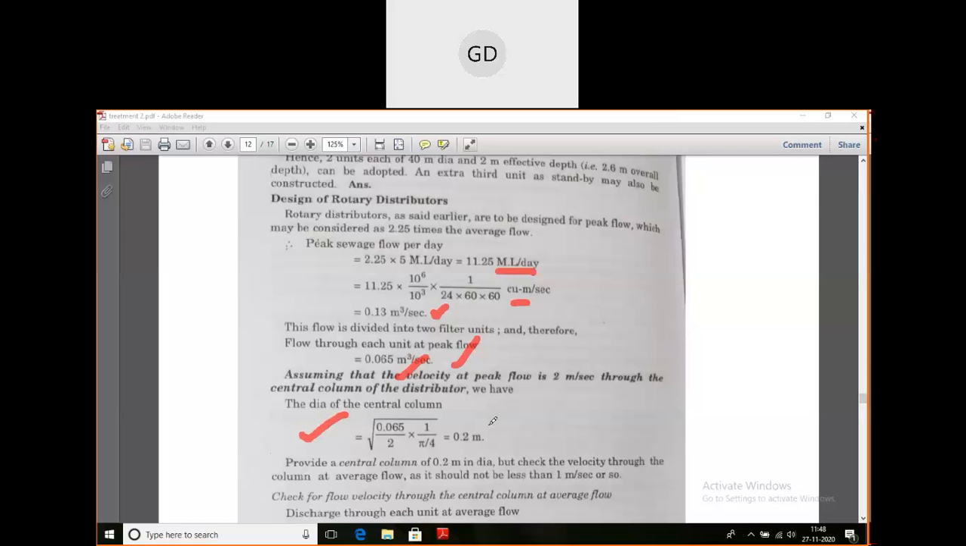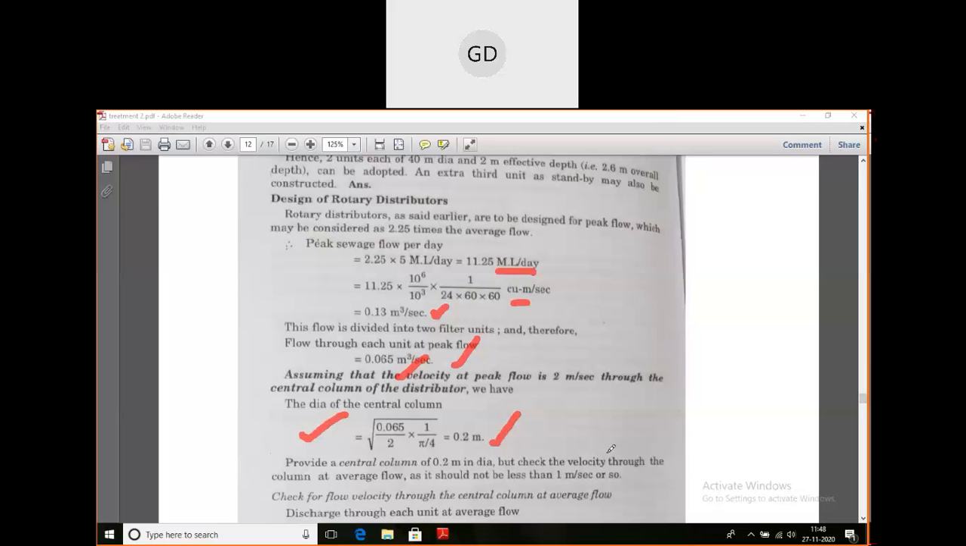Now Q is equal to AV formula. From there you find out the diameter. So you got the diameter to be 0.2 meter. So you provide a central column of 0.2 meter diameter, but check the velocity through the column at average flow, as it should not be less than 1 meter per second or so.